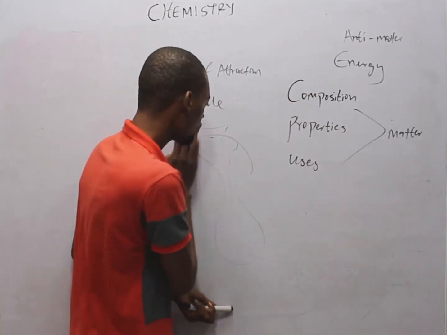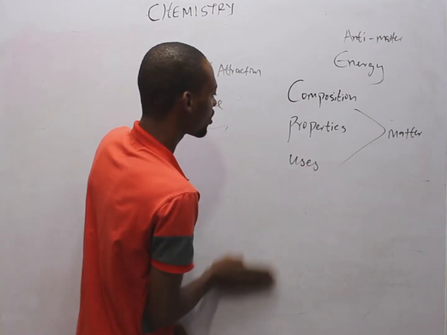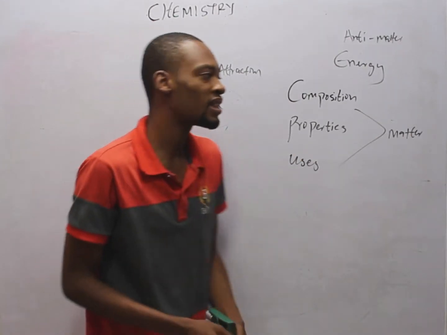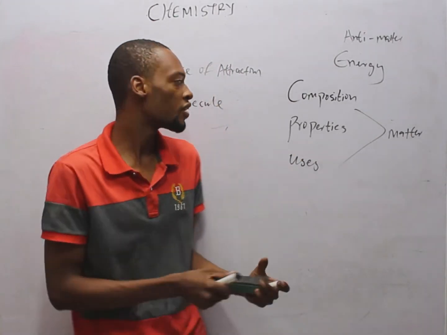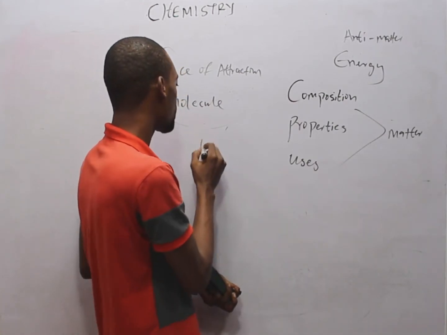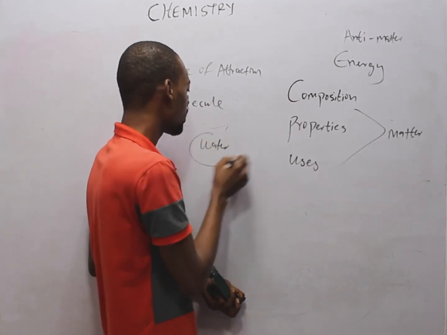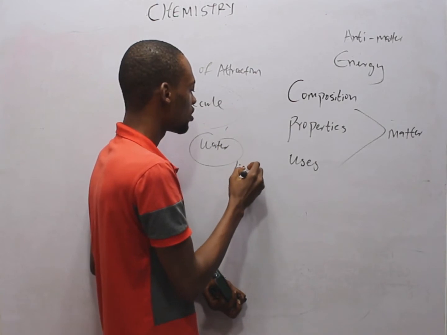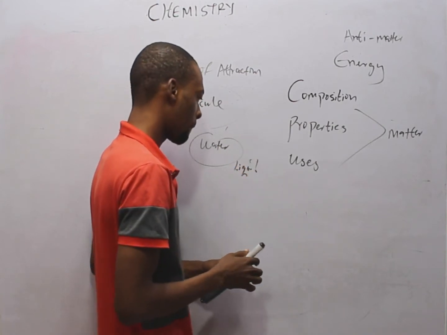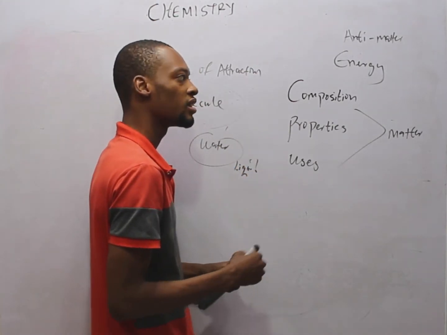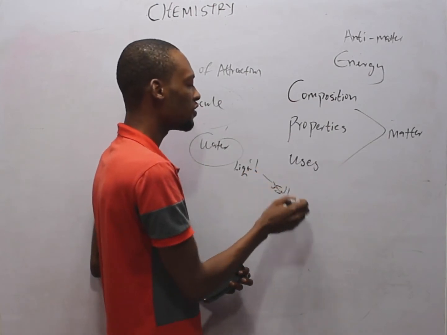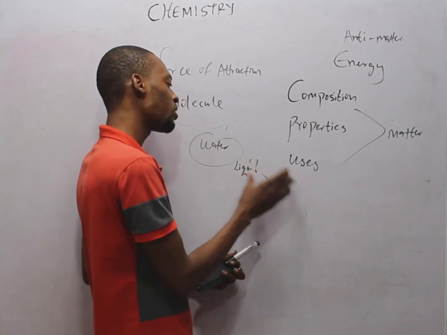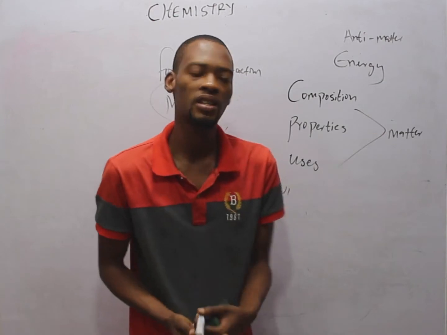Now, in this state of matter, there is something called change of state. So you can change matter from one state to another. For example, water in liquid form, when you freeze it, it becomes solid. Put it in a freezer. So matter has changed from liquid to solid, and the process is called freezing.